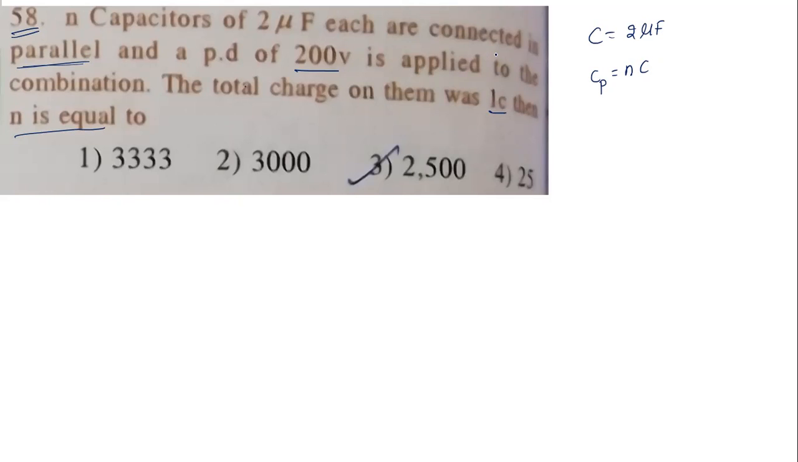Simple thing here. Effective capacitance is n times C, that we know. N we need to find out, and C is 2 microfarad, so 2 into 10 power minus 6 multiplied by N. So we want to calculate N. Before that, the total charge Q is given as 1 coulomb. Then total charge equals Cp times V, right?